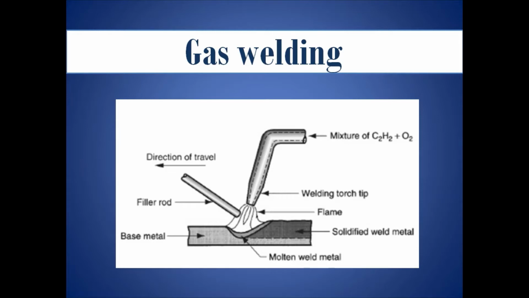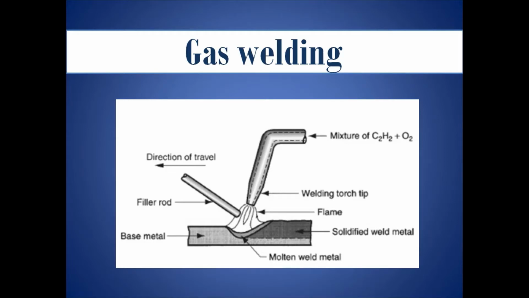If the oxygen and acetylene are in the same amount, then it is called neutral flame. If the oxygen is more, it is called oxidizing flame. If oxygen is less than acetylene, it is called carburizing or reducing flame. So these are the three types of flames that we are going to discuss.